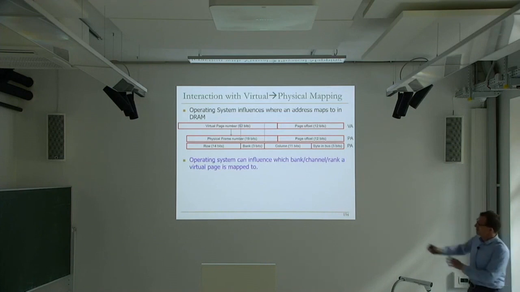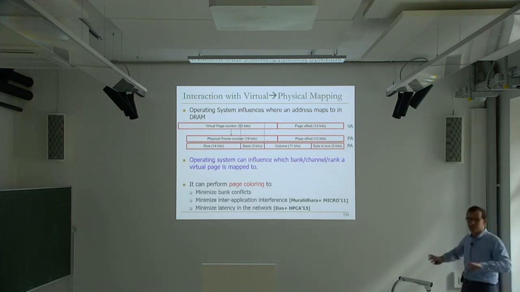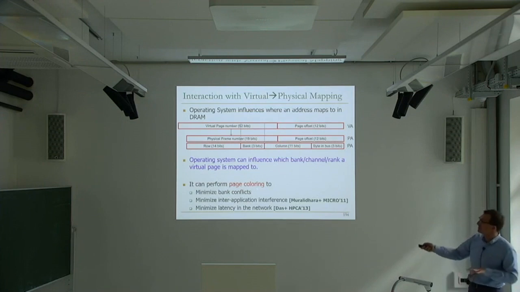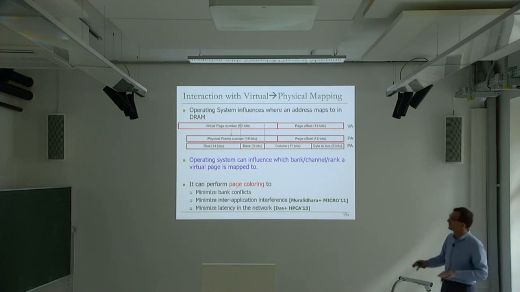Okay, so going back, the operating system can today influence which bank, channel, or rank a virtual page is mapped to, but not always. It can perform page coloring, for example. Page coloring is a mechanism where the operating system can color the pages and allocate different colors to different banks, for example, to minimize bank conflicts and to minimize interference between different applications. So for example, it can map different applications to different channels or to different banks.